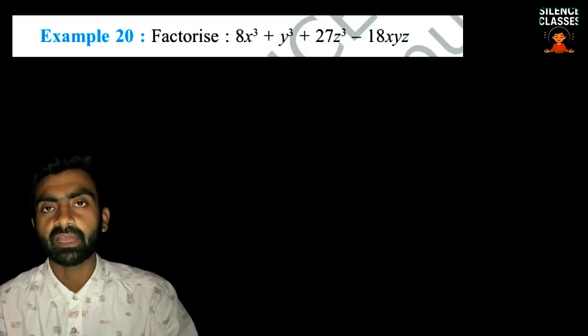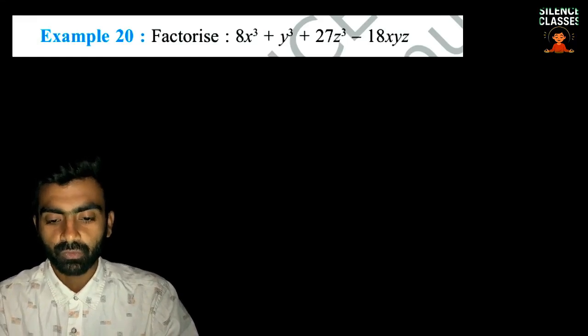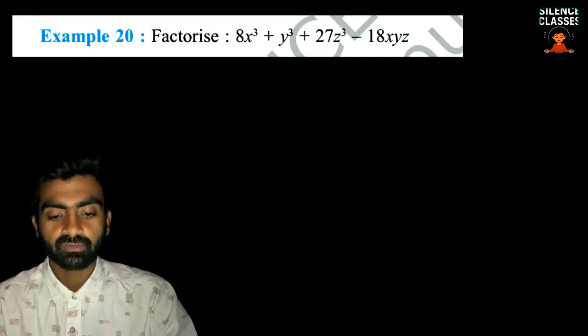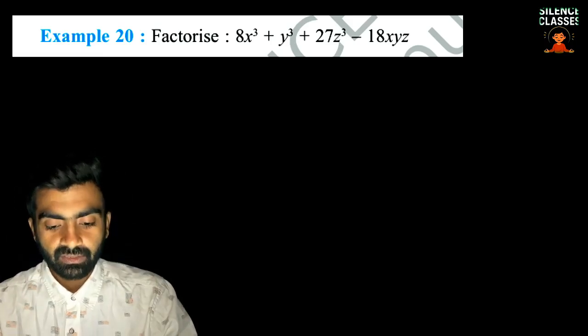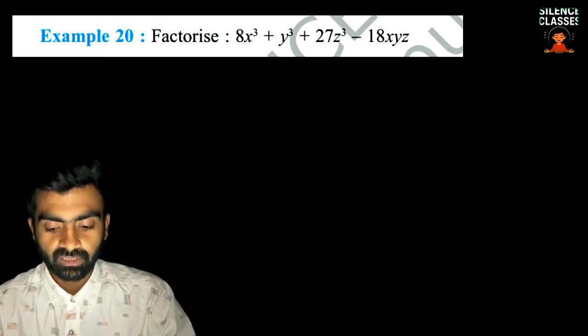This is the last example of this particular exercise. So you have to check it out. Over here it is written 8x cube plus y cube plus 27z cube minus 18xyz. And you guys know this is also an identity which I have already told you. This one is the identity of this. We can open it in the form of x plus y plus z times x square plus y square plus z square minus xy minus yz and minus zx. We can solve in this particular manner.